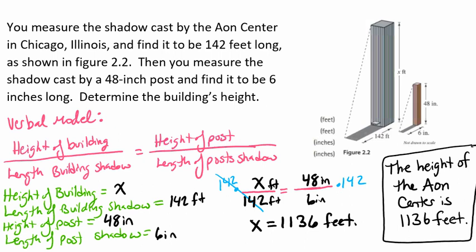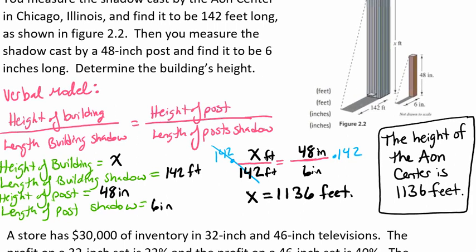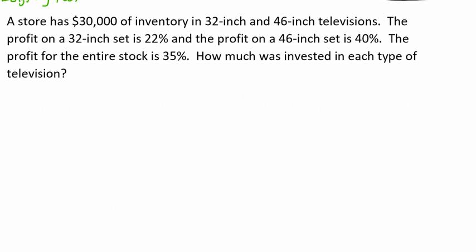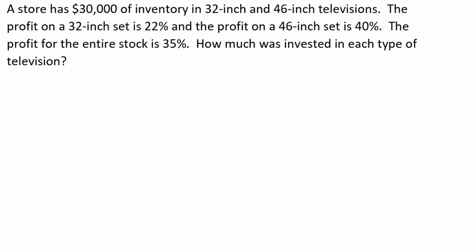Let's try a different example. So here, a store has a $30,000 inventory of 32-inch and 46-inch televisions, and the profit on a 32-inch set is 22%, and the profit on a 46-inch set is 40%. The profit for the entire stock is 35%. How much was invested in each type of television? So this one seems a little bit more complicated than the last one. So let's think through this with a verbal model.